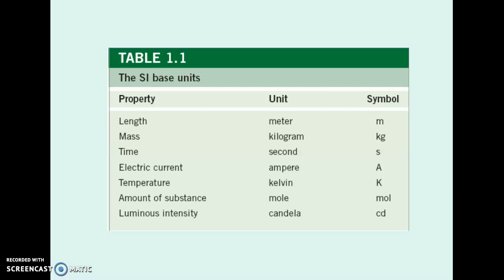Length is the meter. Mass is the kilogram, which is kind of ironic because it takes the prefix kilo. Usually the unit doesn't have the prefix on it, but for mass we use kilogram because grams are so very small. A gram is about what's contained in 2 paper clips, so we go with the kilogram as our standard unit. Time is the second. Electric current is the ampere. Temperature is Kelvin, and it's Kelvin, it's not degrees Kelvin. Amount of substance is the mole, and luminous intensity is the candela.